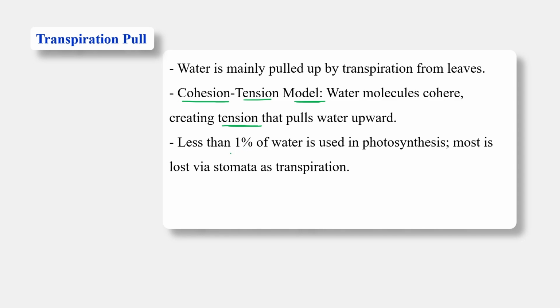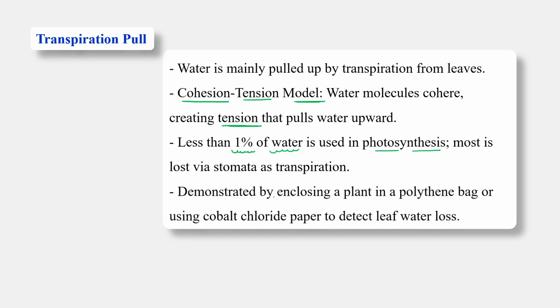It is very informative to know that less than 1% of water is used in photosynthesis. So 99% of water is lost via stomata as transpiration. Only 1% of water is used up by the plant for its food production via photosynthesis.